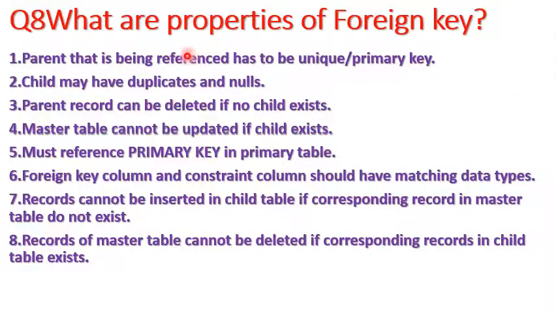Our question number 8 is, what are properties of foreign key? The parent that is being referenced has to be a unique or primary key. Child may have duplicates and nulls. Parent record can be deleted if no child exists. Master table cannot be updated if child exists. Must reference primary key in primary table. Foreign key column and constraint column should have matching data types. Records cannot be inserted in the child table if the corresponding record in the master table does not exist. Records of the master table cannot be deleted if corresponding records in the child table exist.